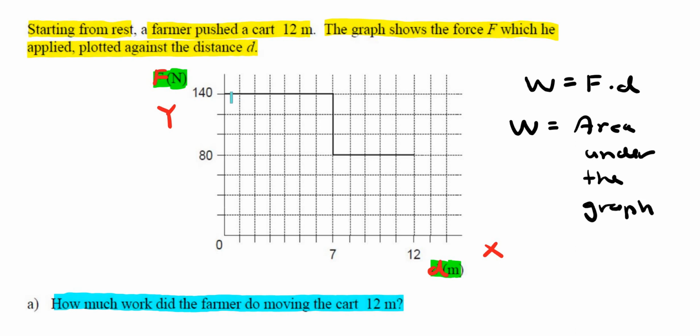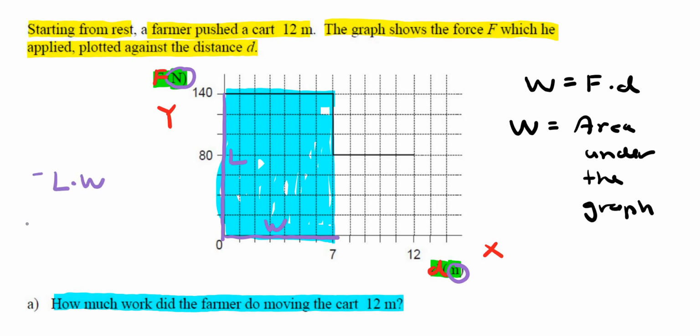If I take a look at this horizontal line here, and if I go straight down here, and if I look at this particular shape here, what we're trying to say is this area under the graph represents a rectangle. So here's your length, and there's your width, right? I know this area is really length times width, right? But the length is measured in newtons, and the width is measured in meters. So if I say length times width, in terms of the units, it's going to be newtons times meters, which equals the work done, right?